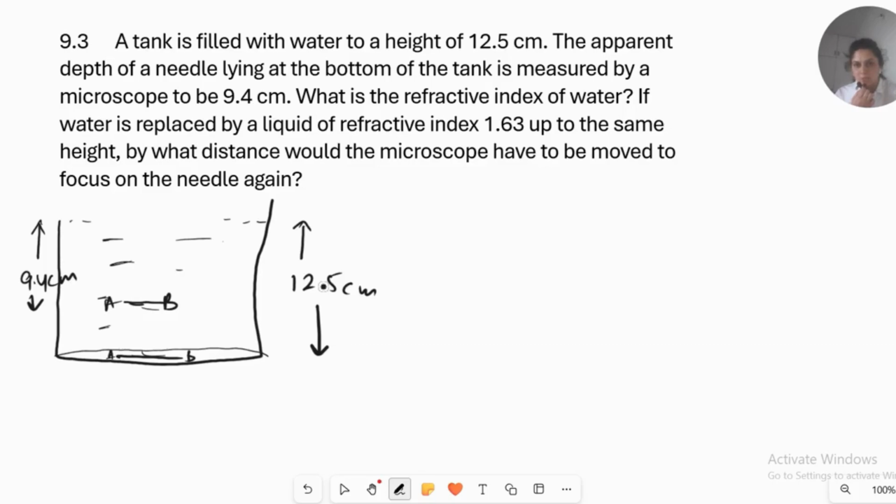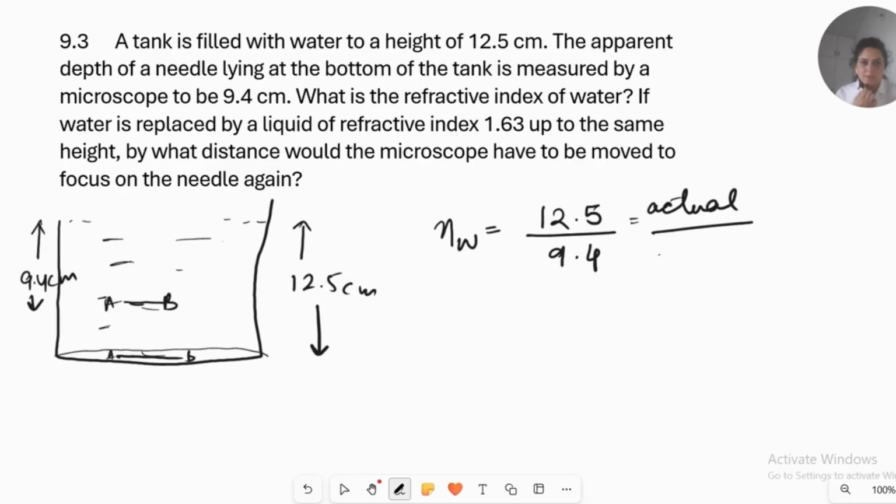So according to the formula, the refractive index of water would be the actual depth divided by the apparent depth. This is the actual divided by apparent, and when you will divide this, you will get 1.33 as the refractive index of the water.